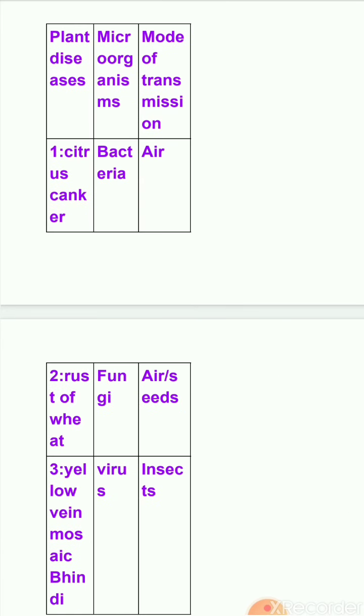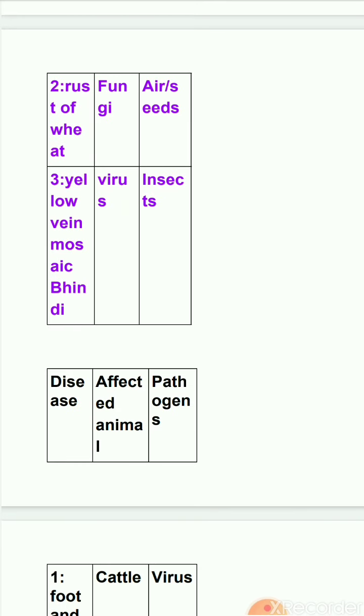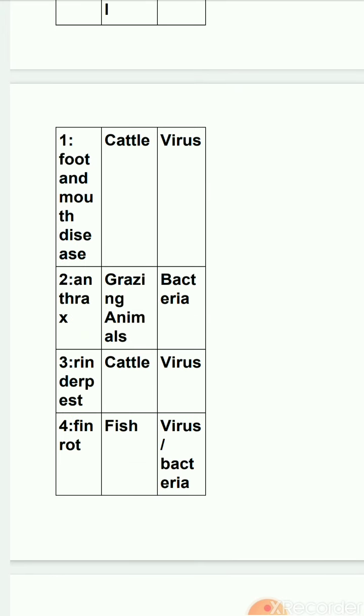Plant diseases like citrus canker are caused by bacteria and the mode of transmission is air. Rust of wheat: the causative agent is fungi and the mode of transmission is air or rotted seeds. Yellow vein mosaic of bhindi: the causative agent is a virus and it is transmitted through insects. Now some diseases found in animals, like foot and mouth disease, the causative agent is a virus.